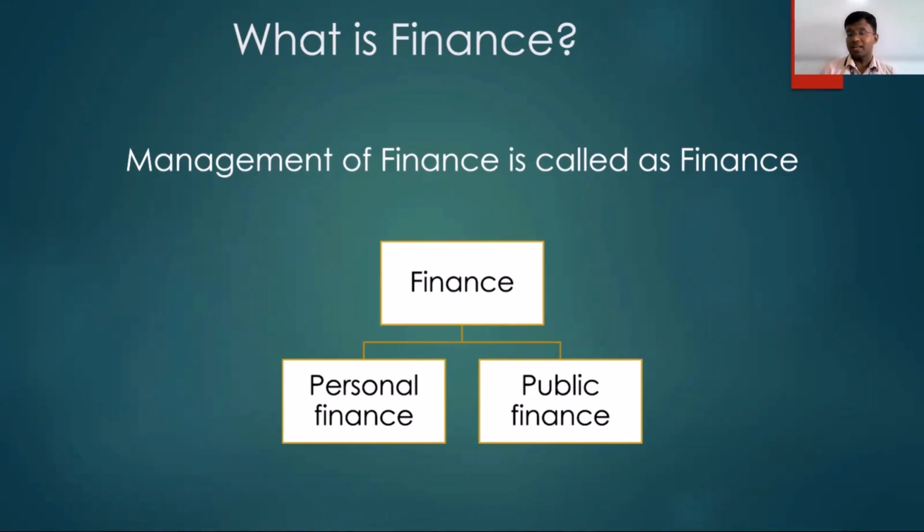Then we have public finance. Under public finance, we are talking about public institutions' financial matters. It could be businesses, it could be organizations, it could be the state governments, it could be the central government, etc. So when we talk about finance at large, there are two important domains: personal finance and public finance.